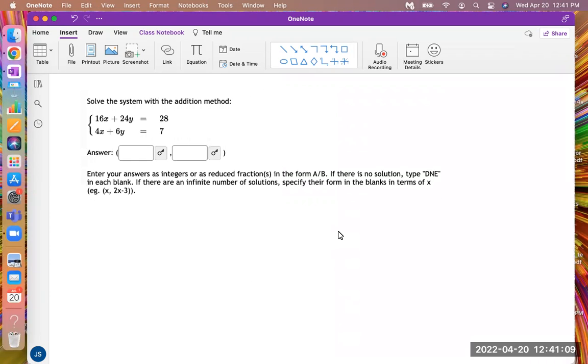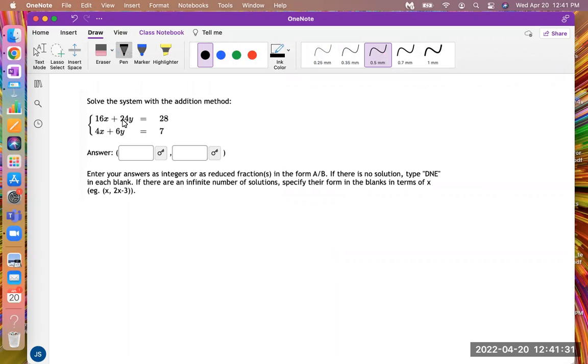So first, let's use the addition method. You can multiply any of the equations by any number you want, and then add the equations together. And then you try to do that to eliminate one of the variables. I would notice that I'm just looking at these two coefficients right here. The coefficients are the numbers in the front. So I should actually say 16 and 4.